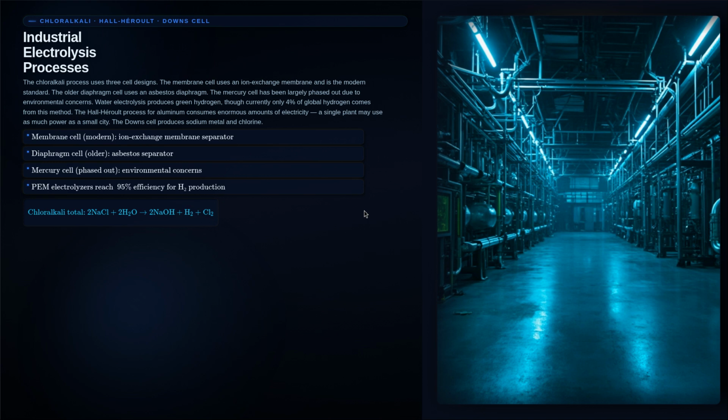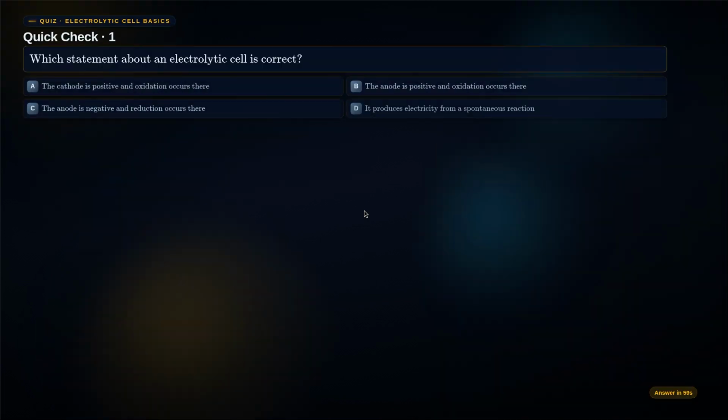The membrane cell uses an ion exchange membrane and is the modern standard. The older diaphragm cell uses an asbestos diaphragm. The mercury cell has been largely phased out due to environmental concerns. Water electrolysis produces green hydrogen, though currently only 4% of global hydrogen comes from this method. The Hall-Héroult process for aluminum consumes enormous amounts of electricity. A single plant may use as much power as a small city. The down cell produces sodium metal and chlorine.